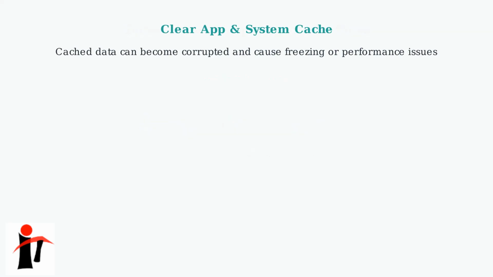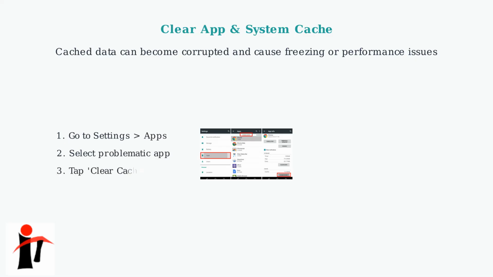When basic troubleshooting steps don't resolve your Freestream TV box issues, it's time to move to intermediate solutions. The first step is clearing your app cache and system cache to free up valuable system resources. Here's how the cache clearing process works on most streaming devices. You'll navigate to your device settings, find the Apps section, and select the specific app that's causing problems.